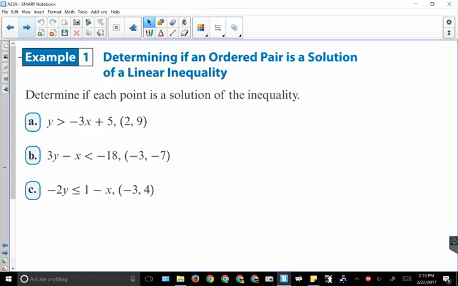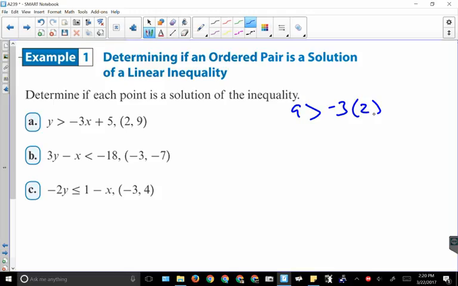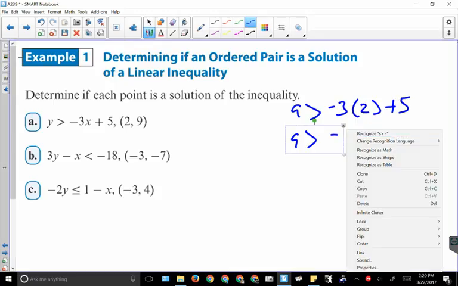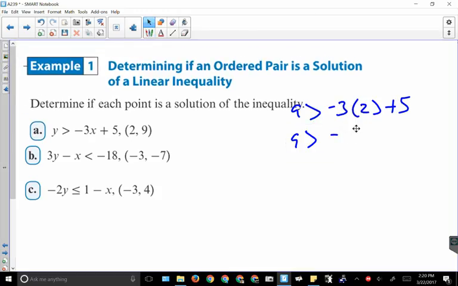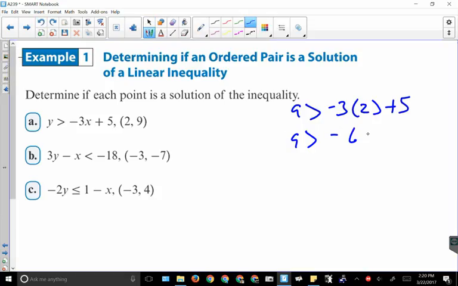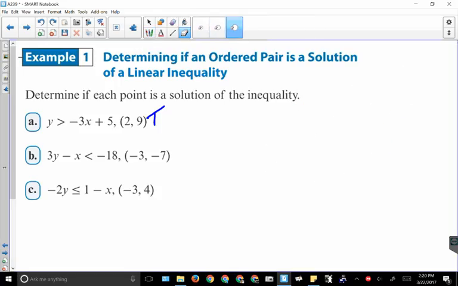So when I am looking at this, I want to determine whether or not this is true. I can plug all the values in here and see what I come up with. So for this particular one, my y would be 9. So I would have, is 9 greater than negative 3 times 2 plus 5? 9 is greater than, let's see, this is going to be negative 6 plus 5, so I get 9 is greater than 1. Is that true? It's true. That works. So, let's try another one of these.